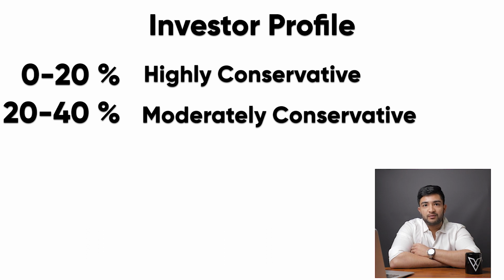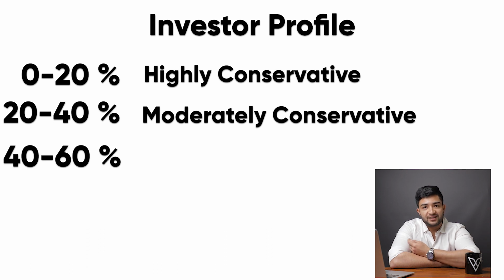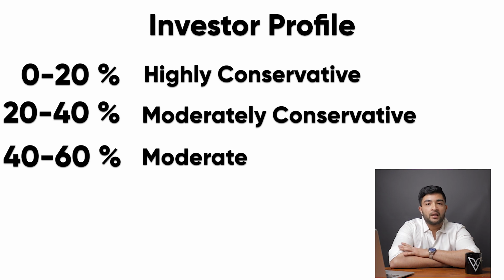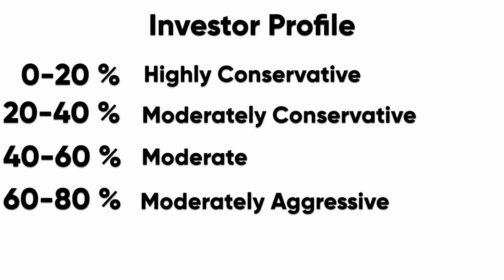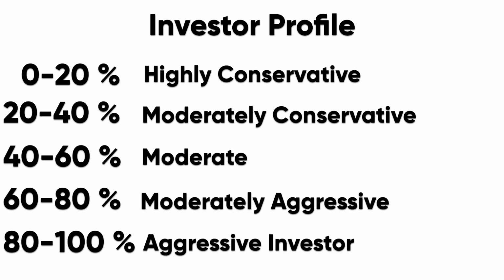If the score is similarly between 40 to 60%, then you would be considered as a moderate investor type. And if your score is from 60 to 80%, then you would be considered as moderately aggressive. And if your score is from 80 to 100%, then in that case you would be considered as an aggressive investor. And based on the score that you get, we will create an optimal allocation strategy for your portfolio.